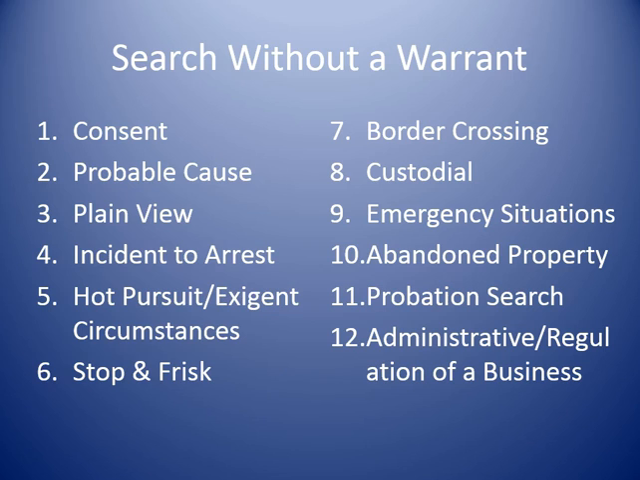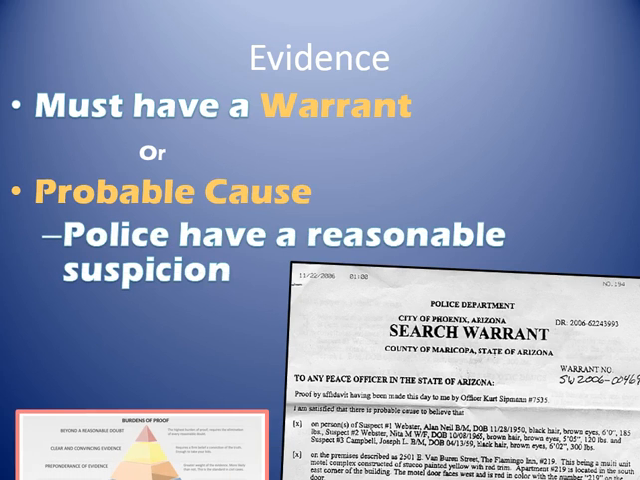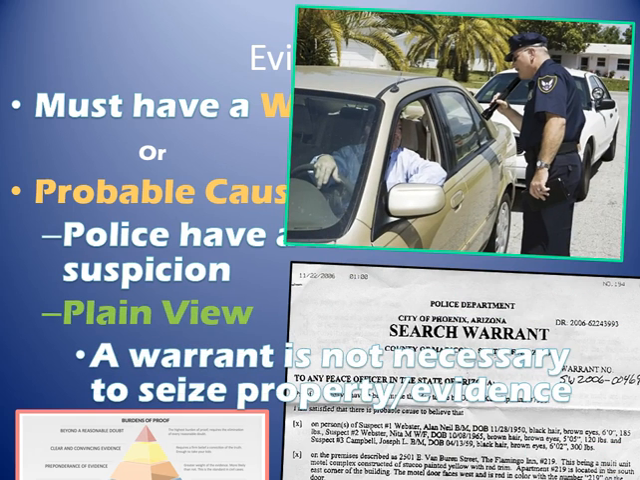And then finally, if they are administering or regulating a business, so if the health inspector is going in to inspect a business and they find something else, that's another situation in which they don't need a warrant. Otherwise, police need a warrant to arrest you or they need probable cause. And again, probable cause generally means reasonable suspicion. If a reasonable person thinks that there's a chance that you might have done something wrong, the cops have the right to search you. And the most common type of reasonable suspicion is when things are in plain view.